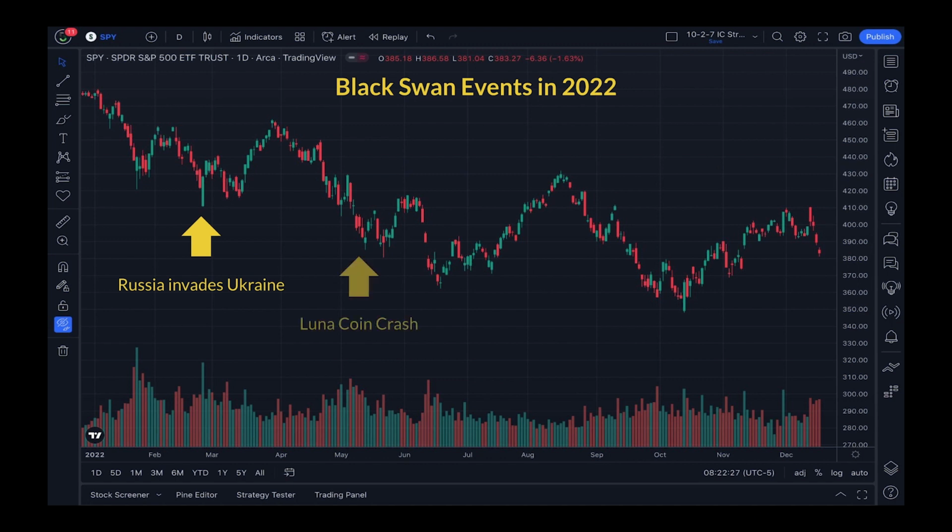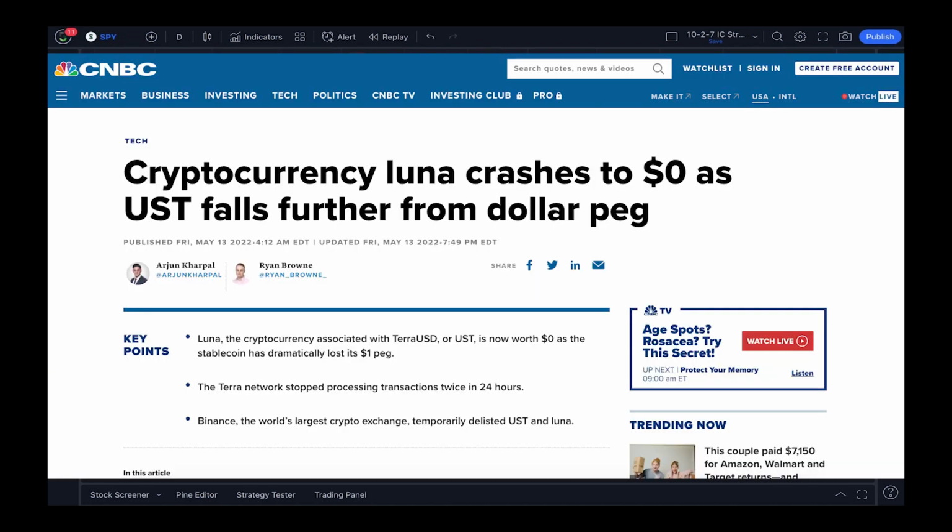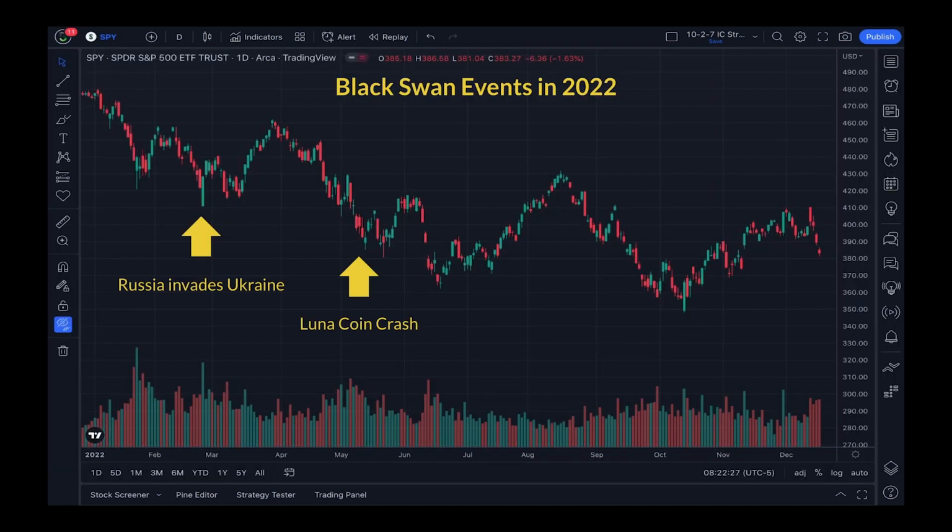Another black swan event occurred right here, and you can see this coincides with the next low of the stock market. And this is when the cryptocurrency Luna coin crashed, and it created a whole bunch of turmoil in the crypto market. And you can see, obviously it happened during this day, or at least that's when the news broke. And there was a lot of volatility during this period. So those are the two major black swans, at least that I'm aware of, that happened in 2022. Yes, there are other major events that happened, but a lot of those were already scheduled to happen.